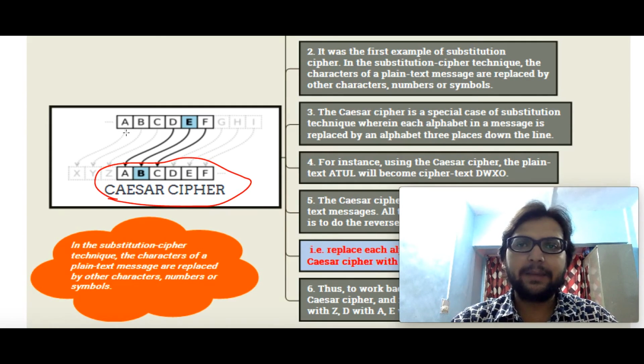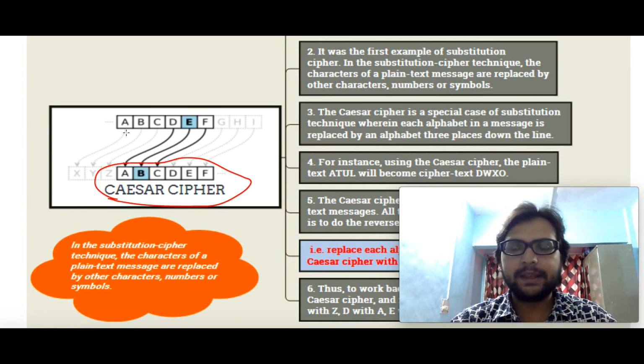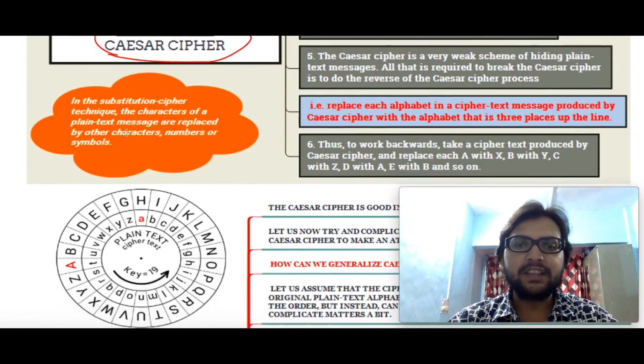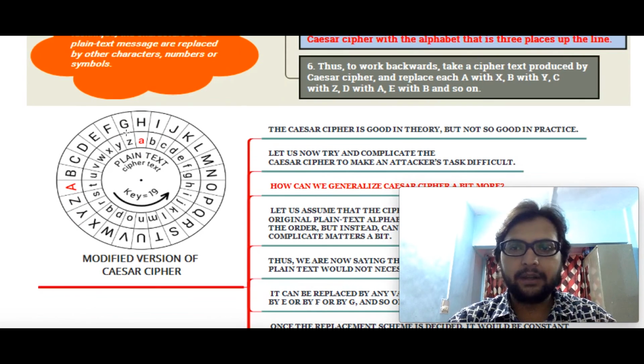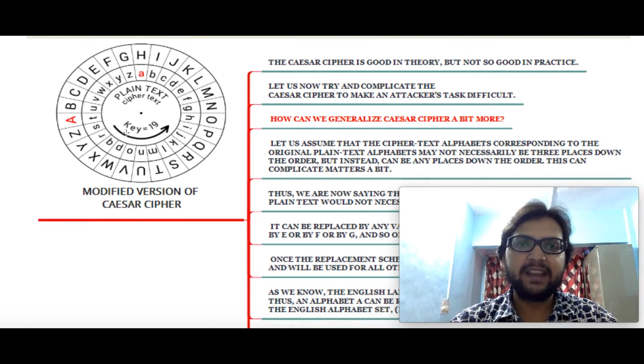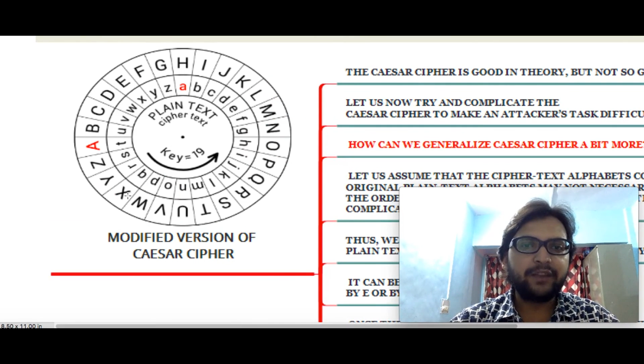But there are many drawbacks, because anyone who is aware of this particular algorithm can easily crack it, or easily decrypt our original message. So if we want to secure it, then we follow a bit more advanced algorithm. Here we have one advanced algorithm that is known as modified Caesar Cipher.